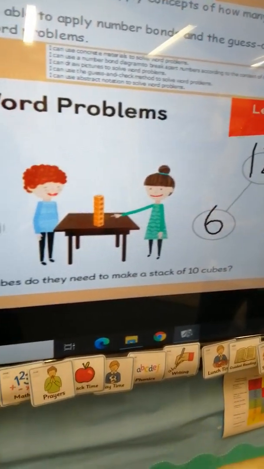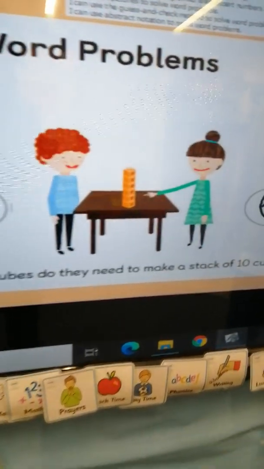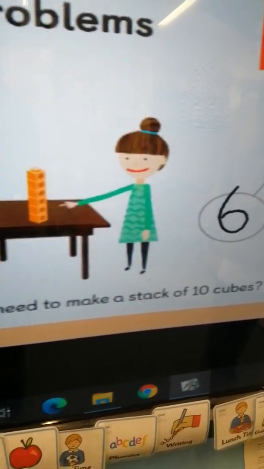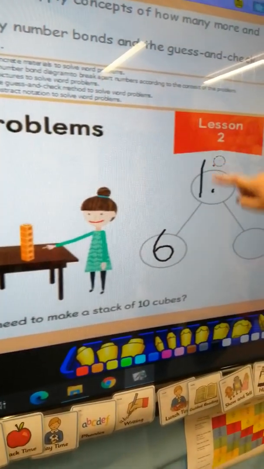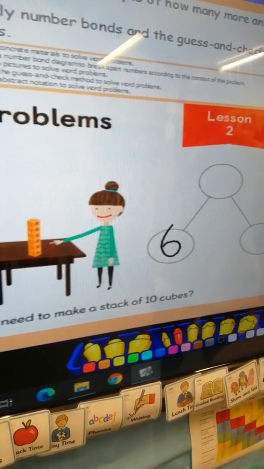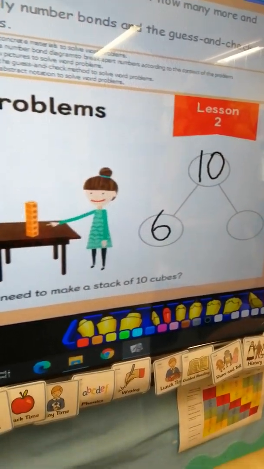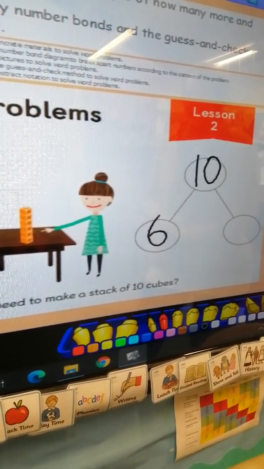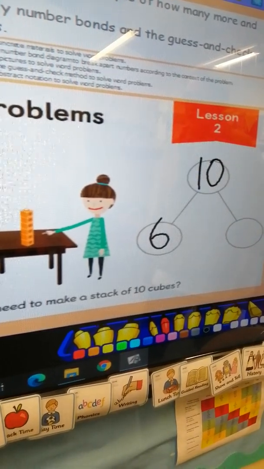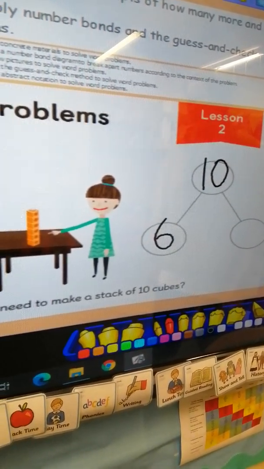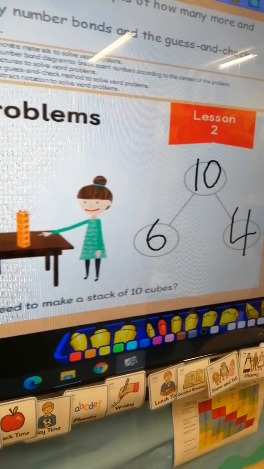It says, how many more cubes do they need to make a stack of 10? Oh, I think I might have just given you a clue there because we've just talked about number bonds. So if one part is 6 and we know the whole number needs to be 10, what's the missing part from that stack of cubes? How many more we need to add? 6, and what other part will make our whole number 10? I hope you're all shouting at me right now because we know our number bonds to 10. 6 and 4 makes 10.